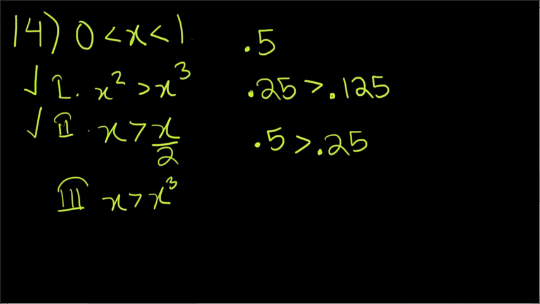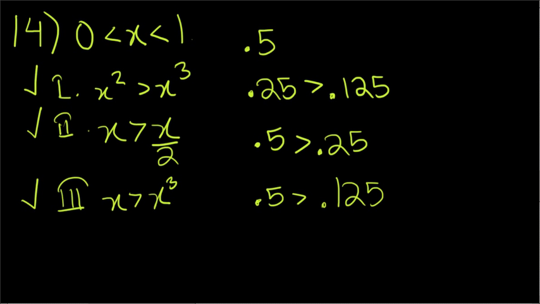How about the third one? 0.5 is greater than 0.5 cubed, which is 0.125. That's definitely true. So that's correct as well. And so all of them must be true, and you can check this again.